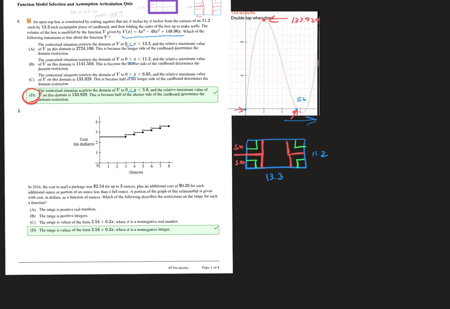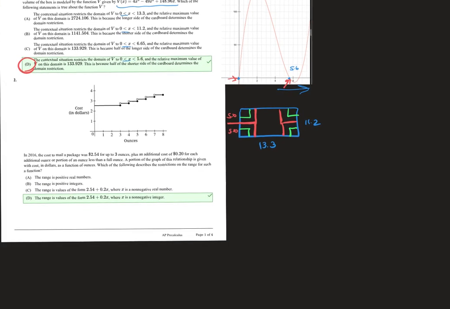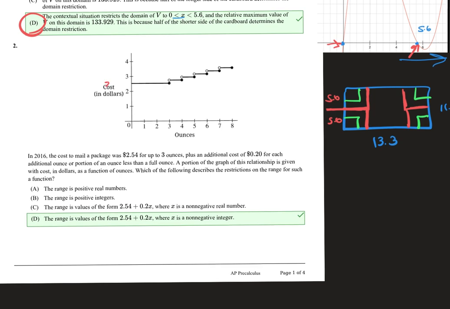For 2, it says in 2016, the cost to mail a package is $2.54, which is how much this is, for up to 3 ounces, plus an additional cost of 20 cents for each additional ounce or portion. So as you move past there, it's 20 cents more. So this is going to go to $2.74 and $2.94 and so on, climbing by 20 cents each time.